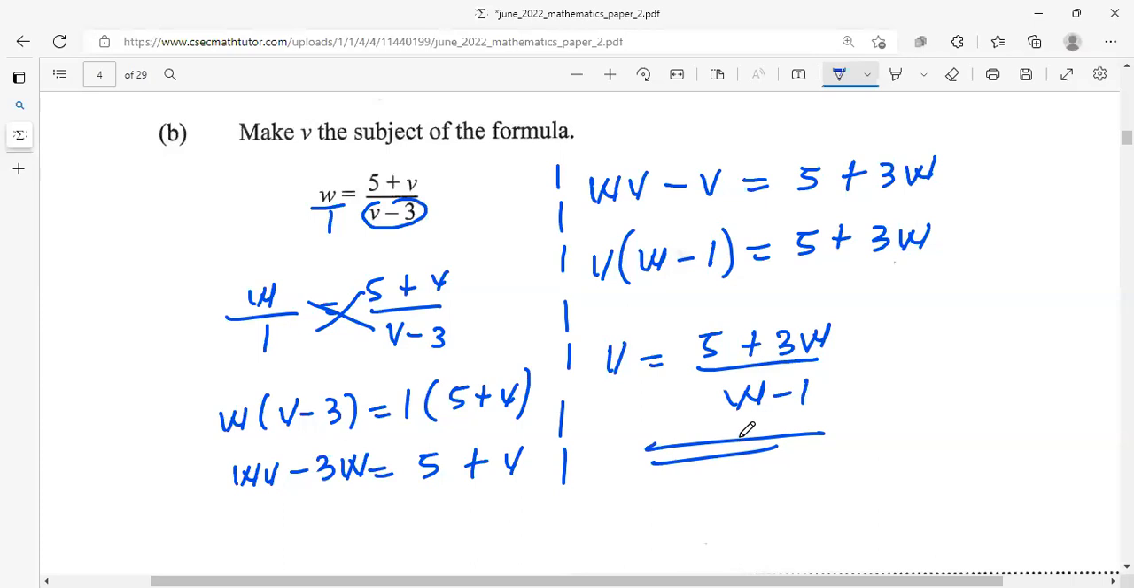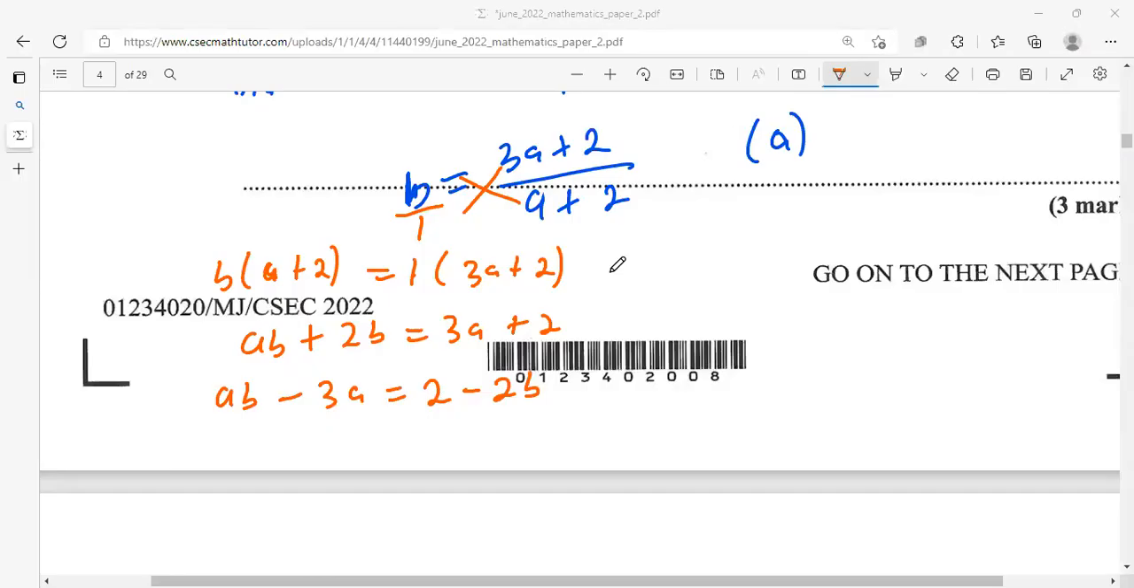All right. Now, before you guys go, I just want to see if you can try one similar to this, right? One similar to that. Then we'll see if you can manage that. Let's write it. So we say B is equal to 3A plus 2 over A plus 2, right?